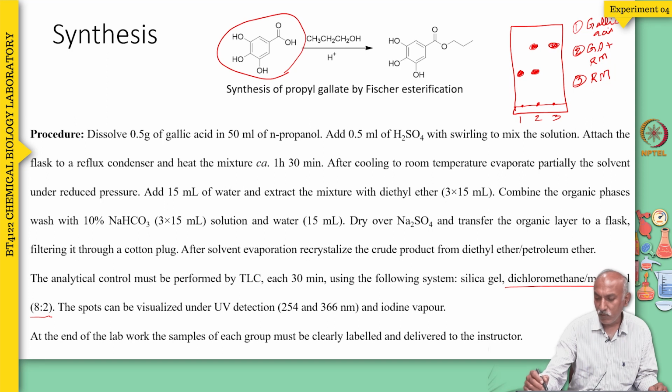And this is only the propyl gallate. When the reaction is complete, you do not see any spot of gallic acid in the reaction mixture, and the second spot will have the reaction mixture and this one. With that, you can ascertain the completion of the reaction. So, it will tell very clearly whether the reaction is complete or not.